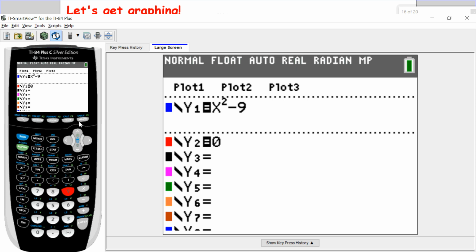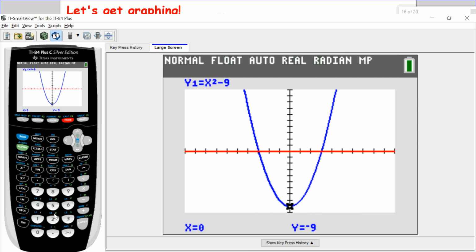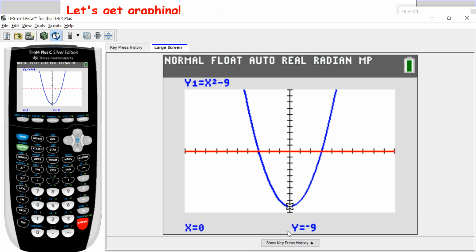So this isn't a line, it's a parabola, but I'm still going to use all the same steps. So first thing I'm going to do is my y-intercept, which is right here. It has an x value of 0. So I'm going to go trace, 0, enter, and there's my y-intercept at negative 9.